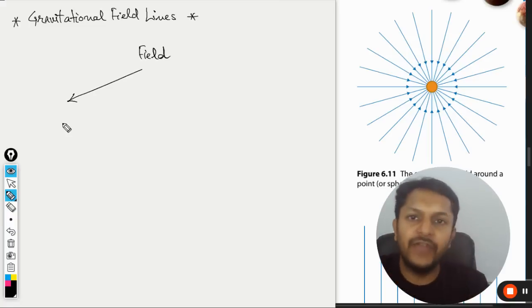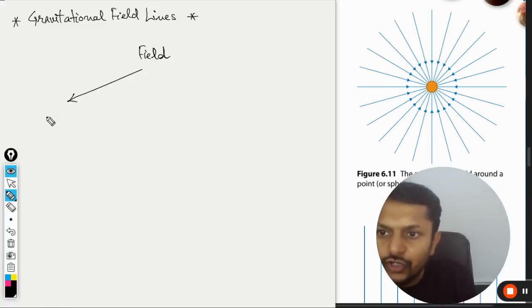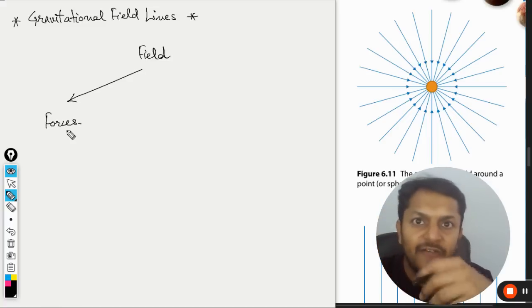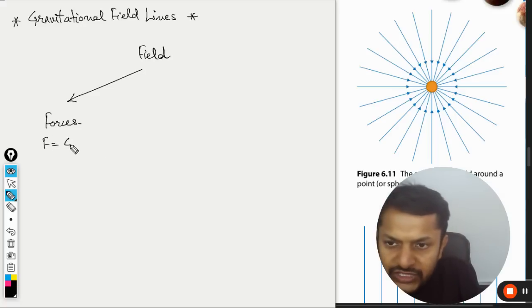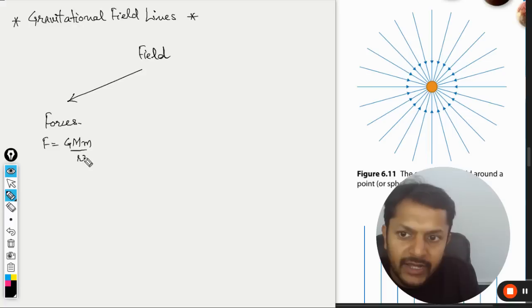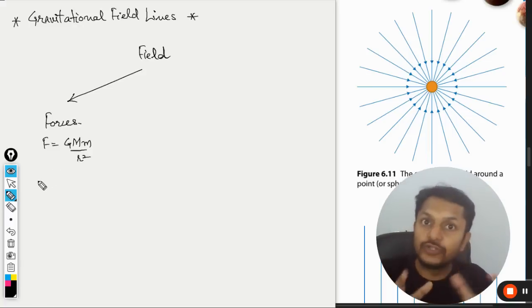Now the first way is that we first talk in the terms of forces. Now, I've already told you about the gravitational field and Newton's law of gravitation, and the force here was taken to be F_G = GMm/r². This was the force, the gravitational force.